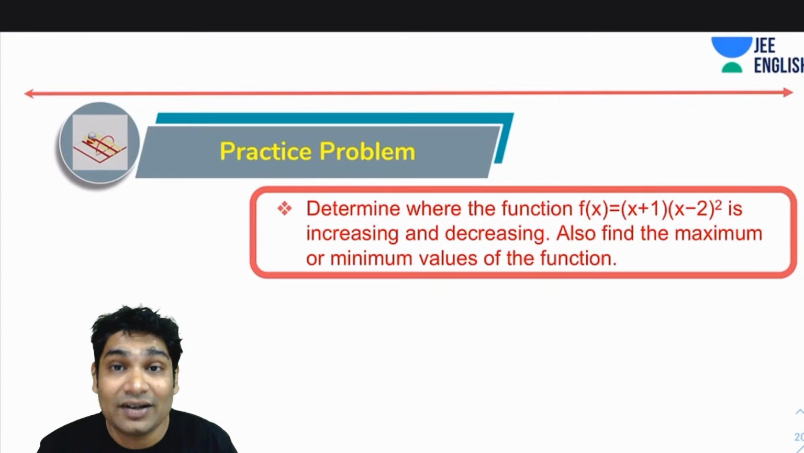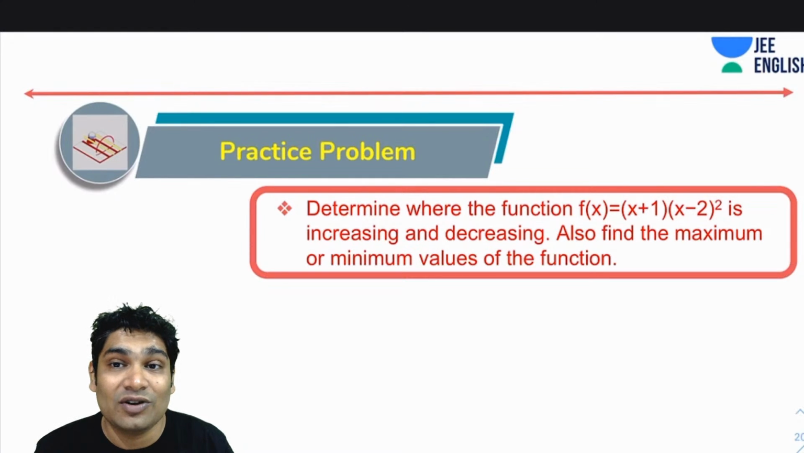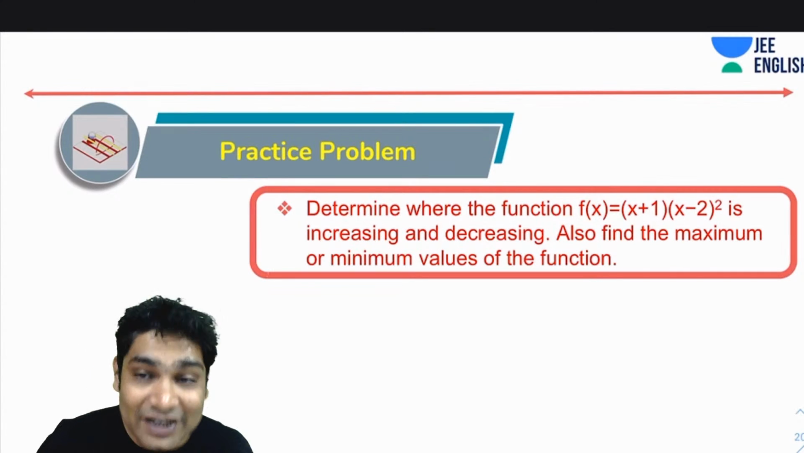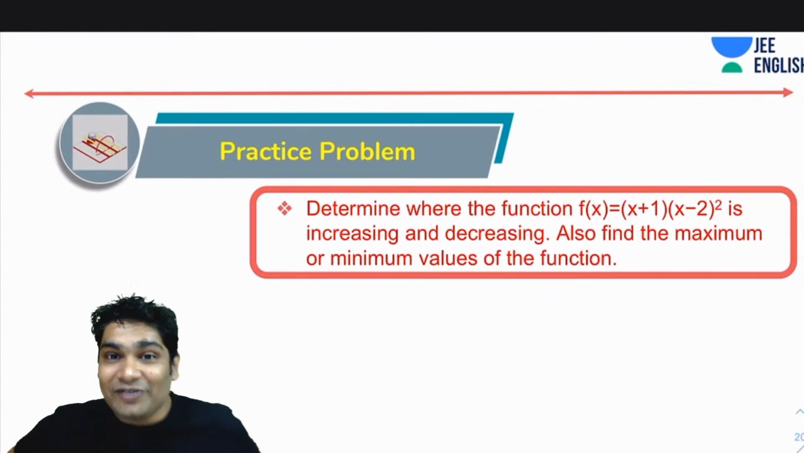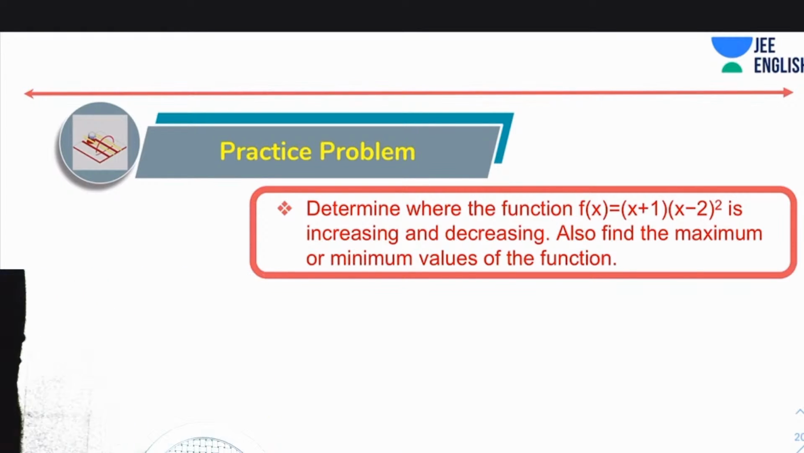So let's try one more problem. Determine where the function y equals x plus 1 times x minus 2 whole square is increasing or decreasing. Also find the maximum and minimum values of the function. So quickly solve this. I need to make an urgent call. Yes, we are getting to that. Don't worry. Just 5 minutes. Try this problem. Let me come back and wait.